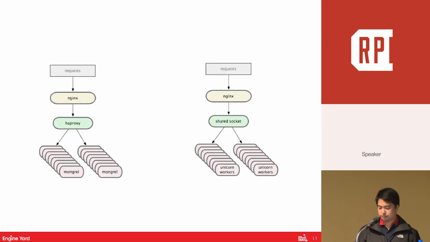So this is a diagram of a typical Mongrel setup and Unicorn setup. This is from the GitHub blog. Anyway, you would see Nginx there that would receive the requests, and they would go to HAProxy, and then they would go to the Mongrels. When I mentioned the problems with Mongrels, it was solved by adding HAProxy in between the web server and the Mongrels.